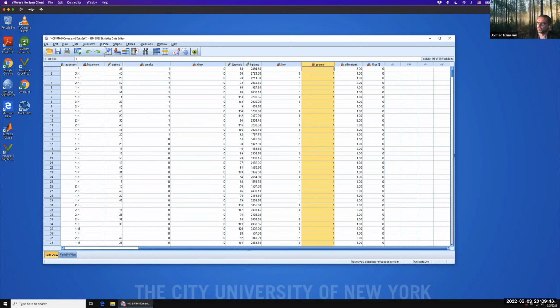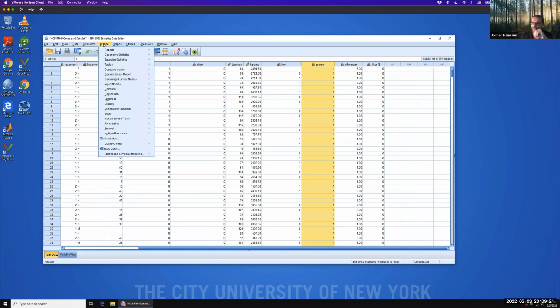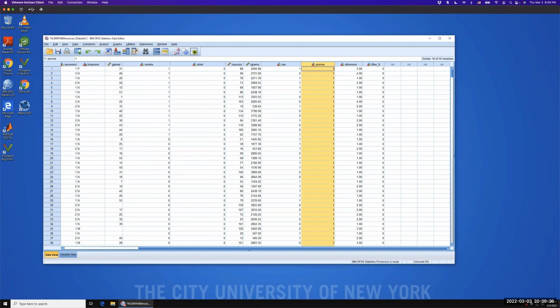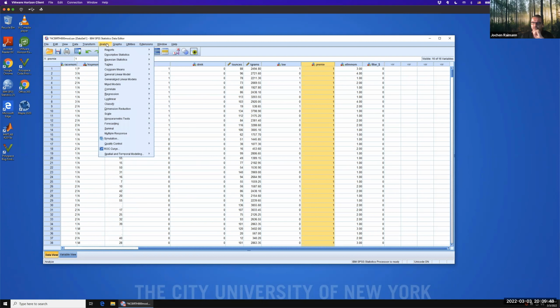Yes, so your problem specifically is not with analyze, compare means, independent sample t-test. What I just did, you are able to reproduce, correct? Yeah, that worked. I don't think I tried to reproduce it with the weight. I think I went straight for the age. Okay, so what is the research question that you mean to ask?